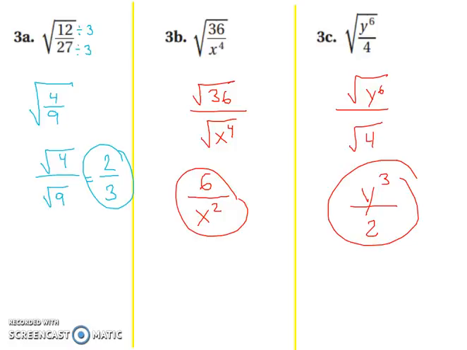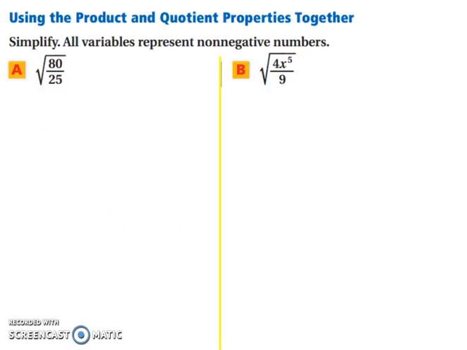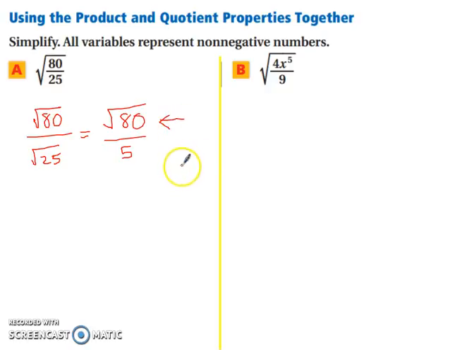And there you have it. Let's step it up a notch. Now let's try using the product and quotient properties together. For example, in this first one, we can take it as the square root of 80 over the square root of 25. Some of you might have stated that we have the square root of 80 over 5, because you know that 5 squared is 25. However, we can still simplify this square root of 80.